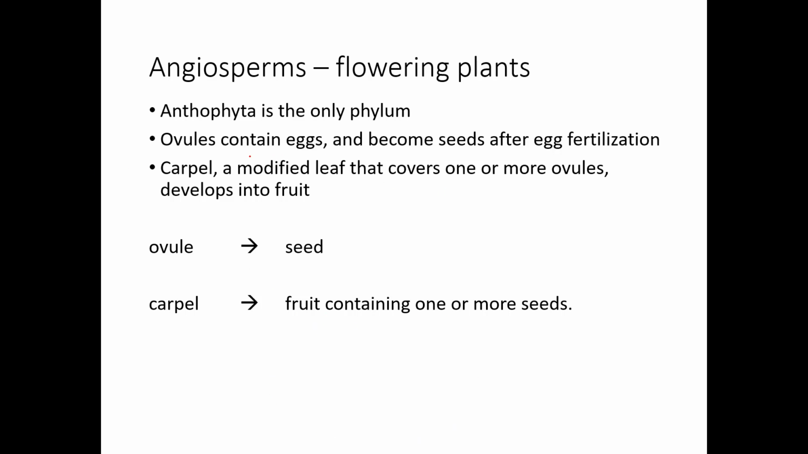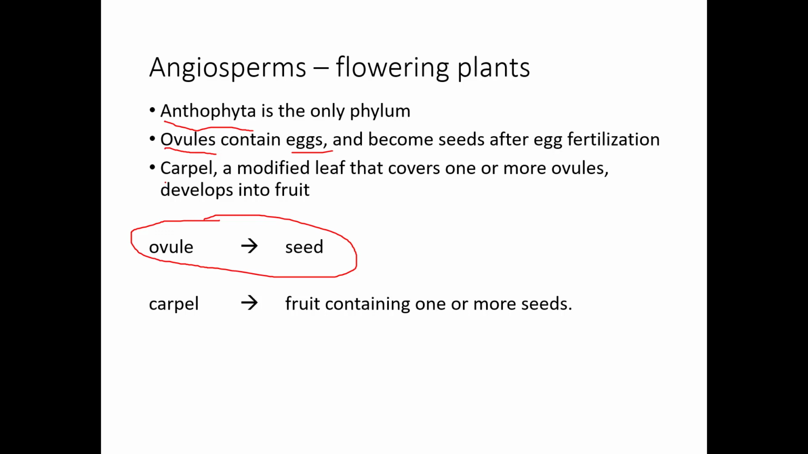Now let's talk about the flowering plants. The flowering plants all belong to the same phylum. It's called Anthophyta, and similar to the gymnosperms, you have the ovules, which contain the female gametophyte, which eventually contains eggs. And the ovule becomes the seed. And so that's the same. The relationship between the ovule and the seed, that's the same as what we had with the gymnosperms.